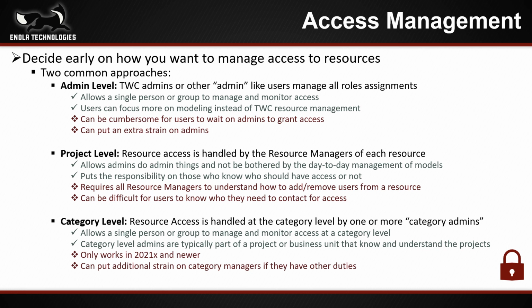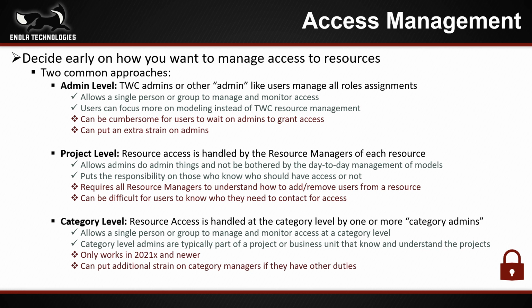And this is great if you have your Teamwork Cloud organized by business units or large project areas, and then you could assign one or more people at the category level to say, you're the one that's going to be granting and removing people from these models. You're that single point of access. And I've got a couple of customers that are doing this in their Teamwork Clouds, and it works quite well. And the nice thing about it is these category level admins are typically part of the project or business unit they're managing, and therefore they understand the projects themselves and the people and who should or should not have access.